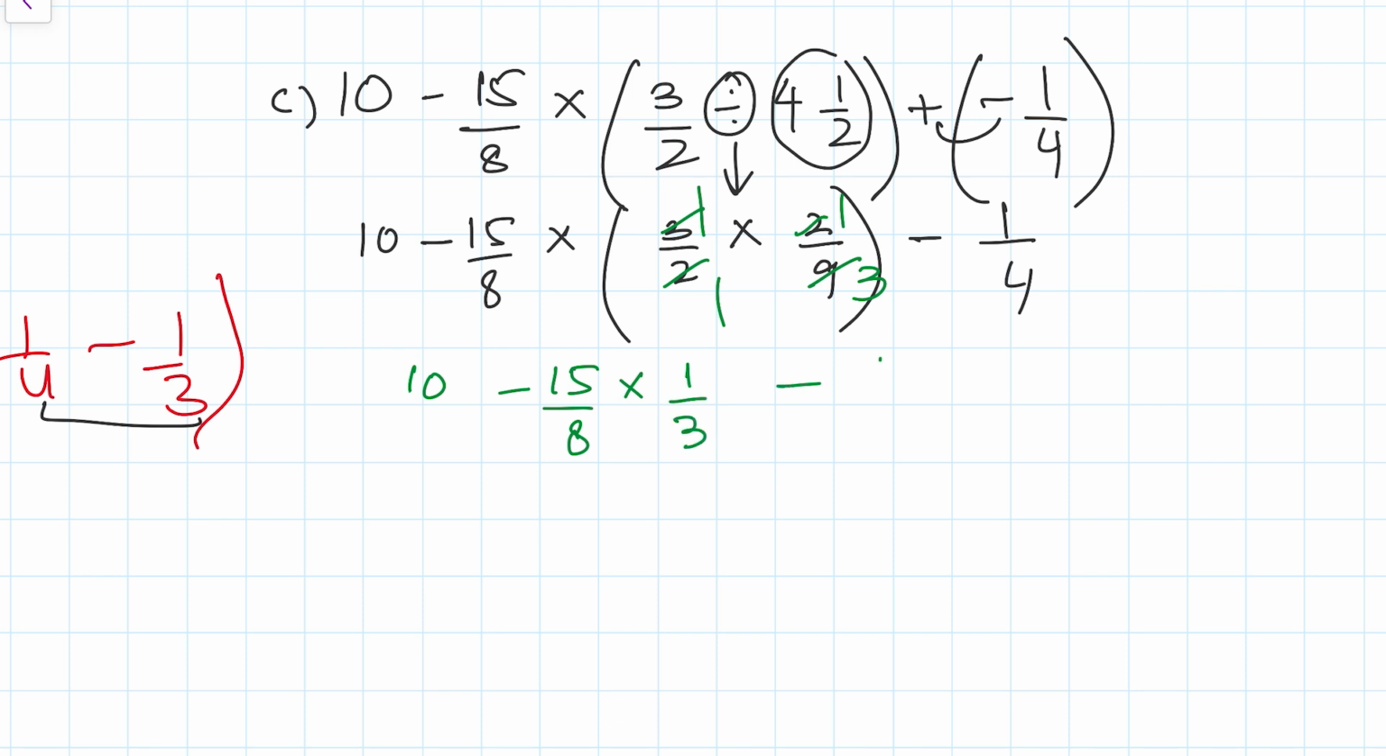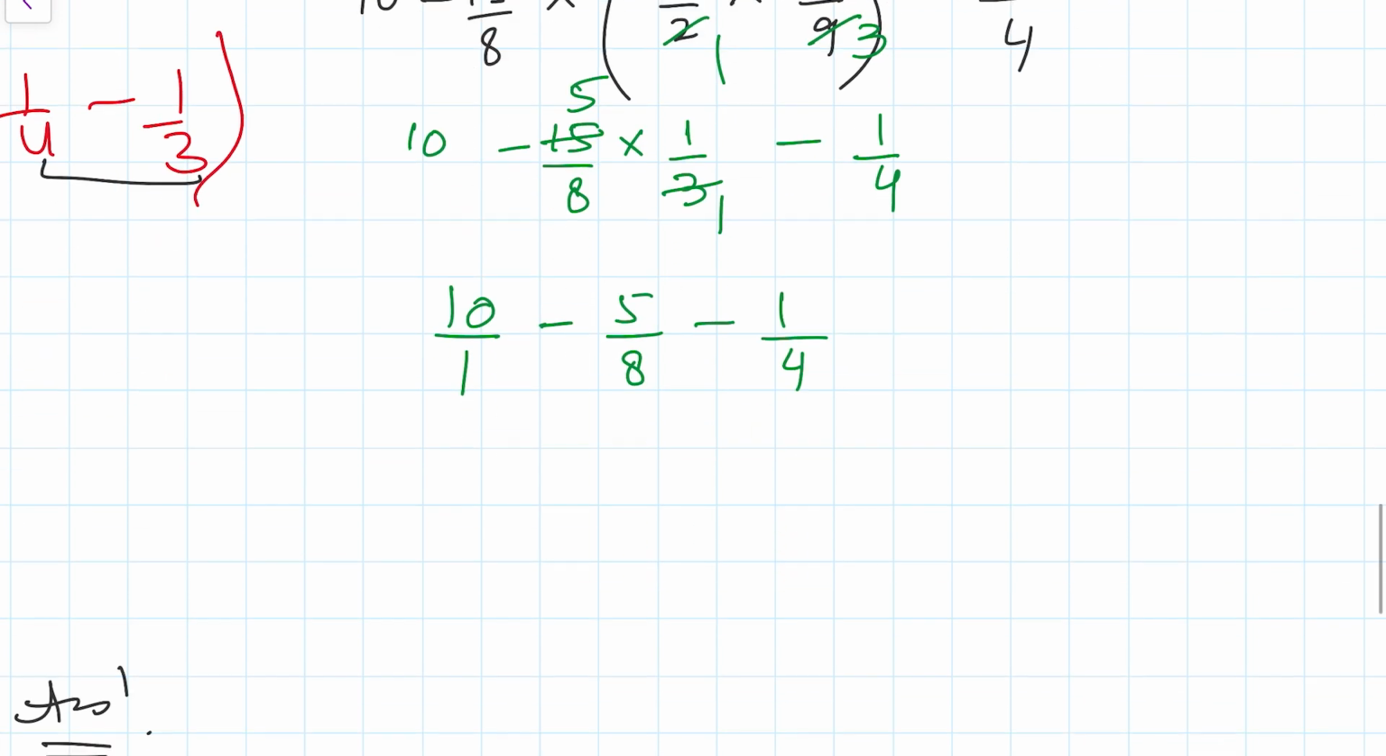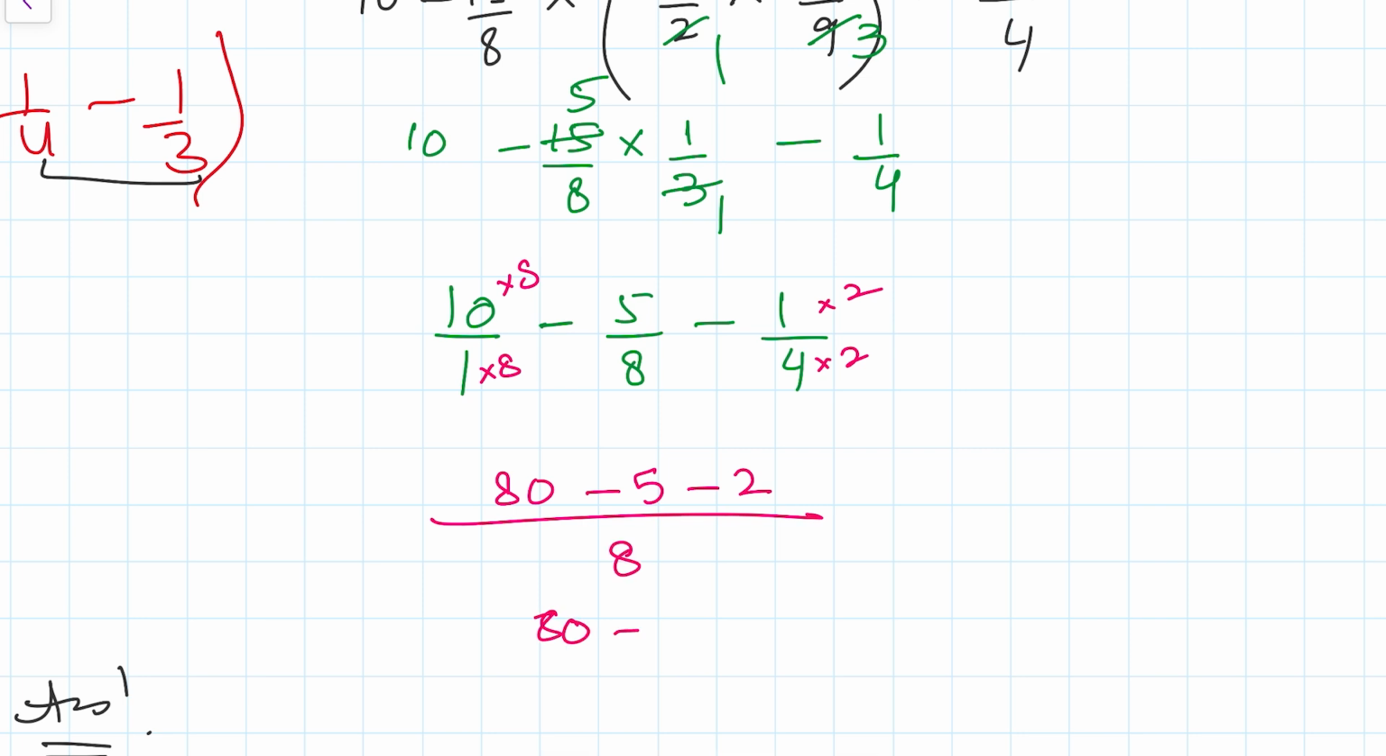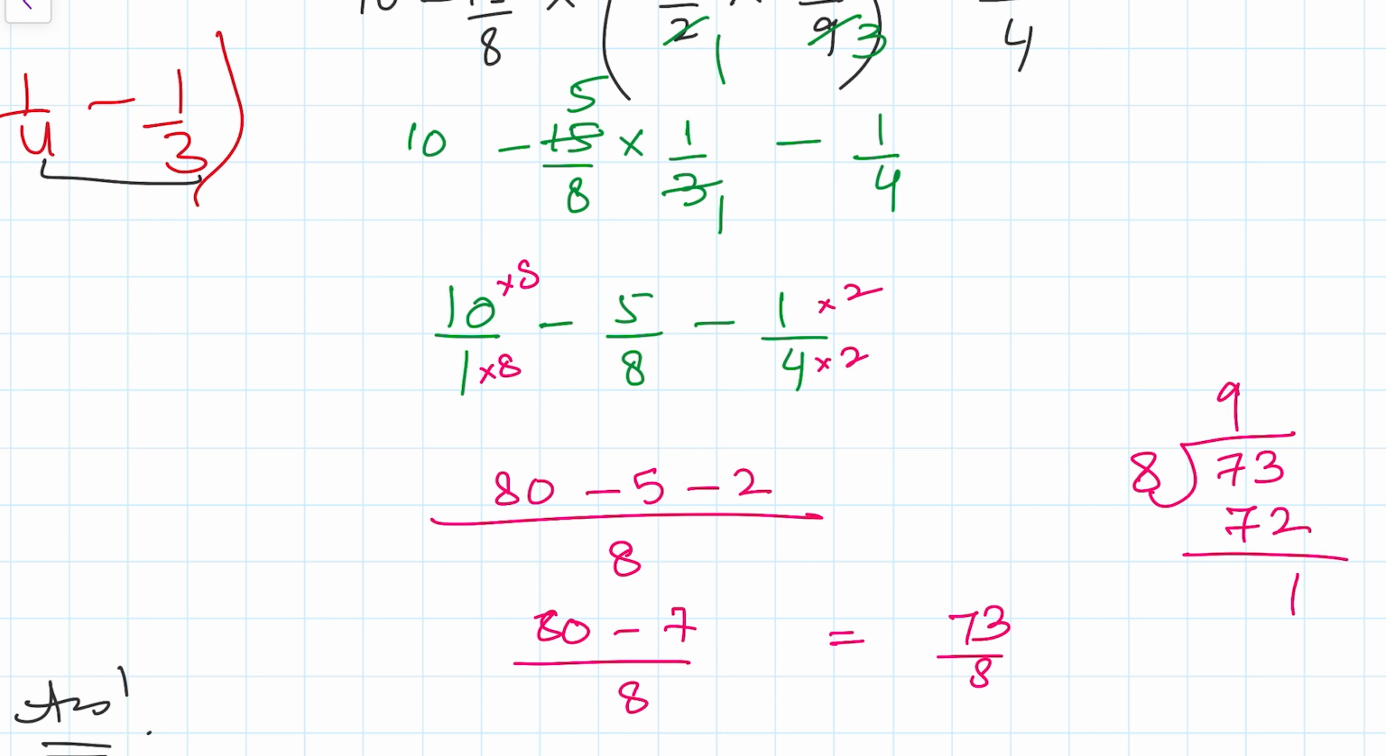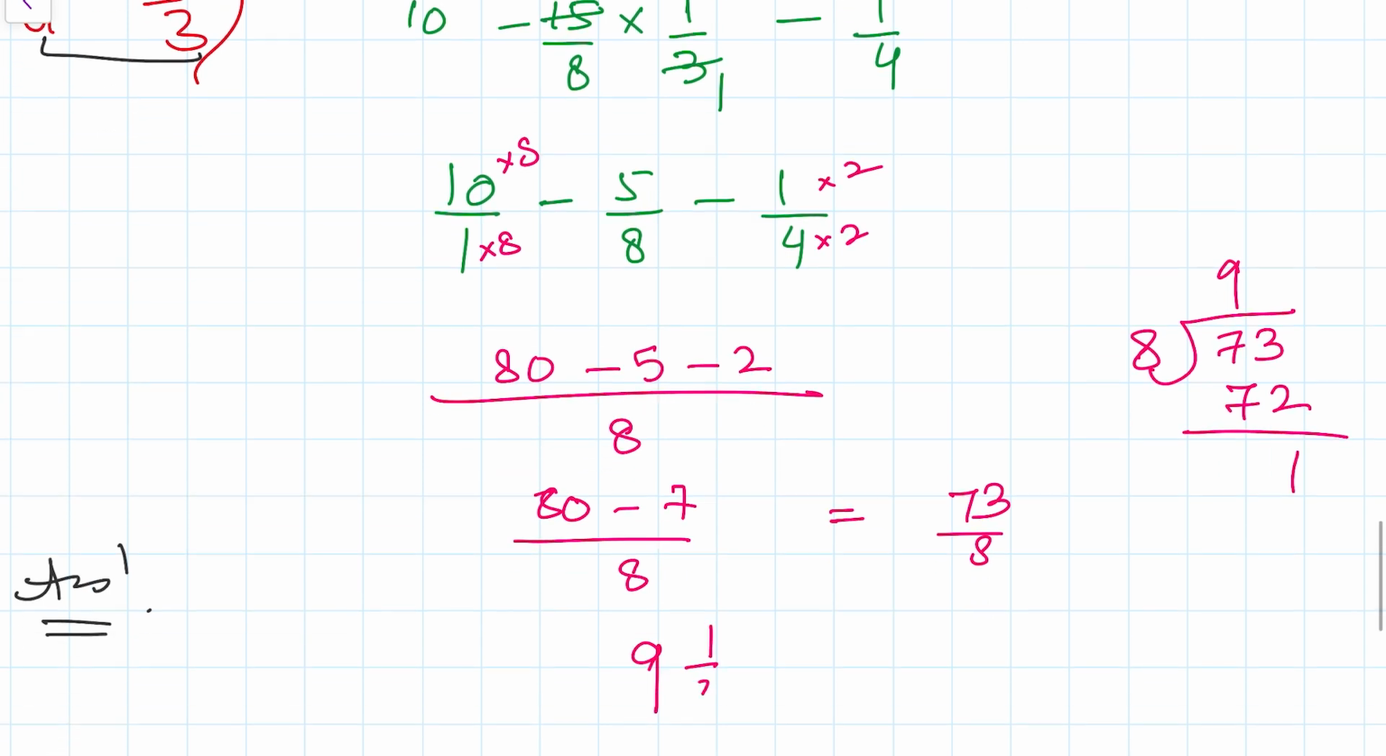1 upon 3, multiplication first. 10 minus 5 upon 8. Now take the LCM and make the denominator same. The LCM is going to be 8. 80 minus 7, 73 upon 8. 8 times 9 is 72. So 9 whole 1 upon 8 is going to be my answer for this.